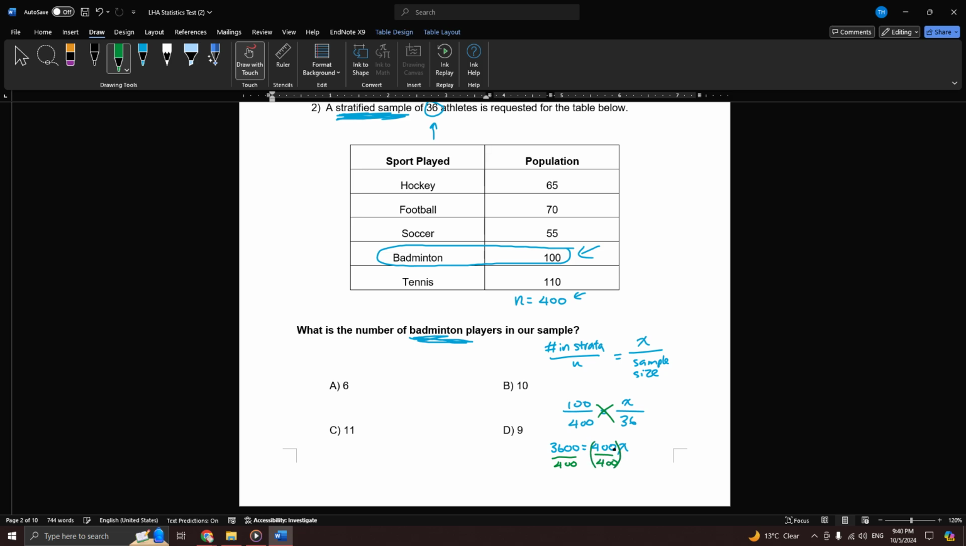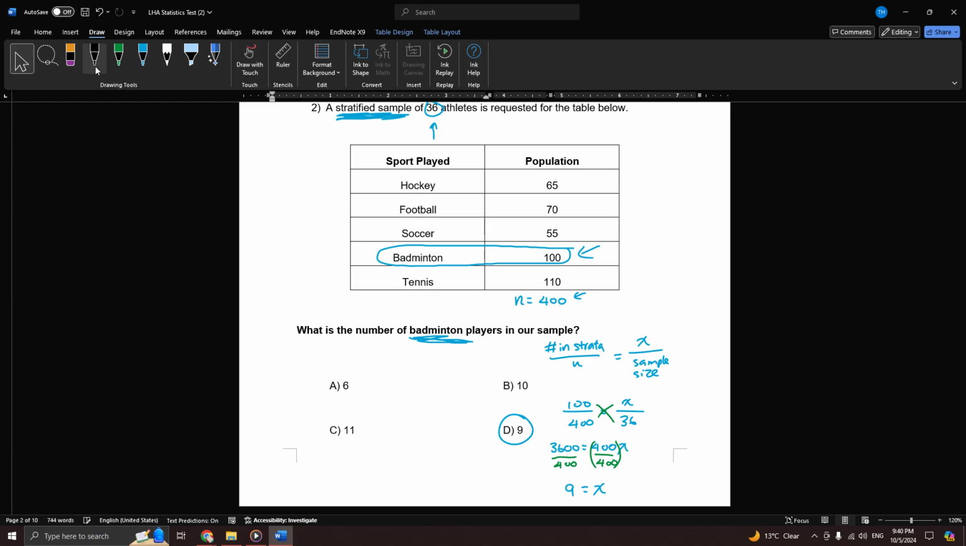So 400 over 400 is just going to be 1. So that leaves me with 1x, or just x, on the right side of the equation here. Okay. And on the left side, I have 3,600 divided by 400. That's going to be 9.